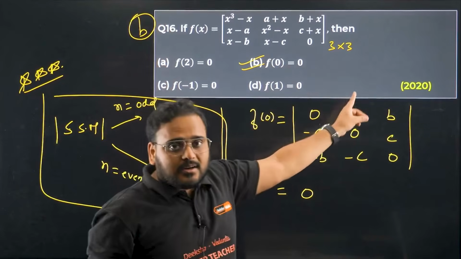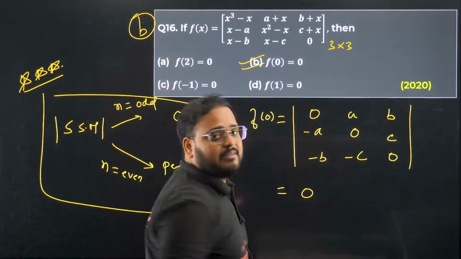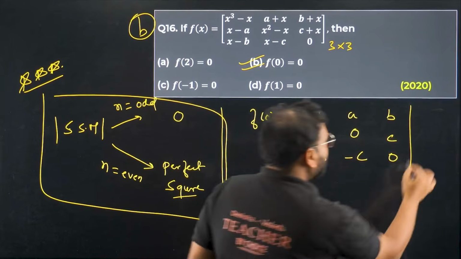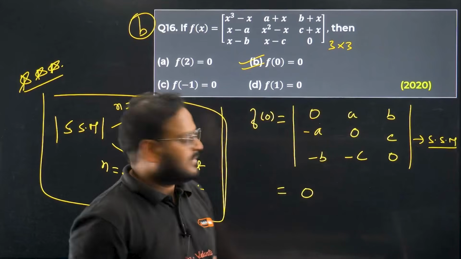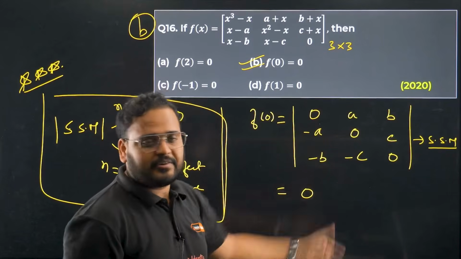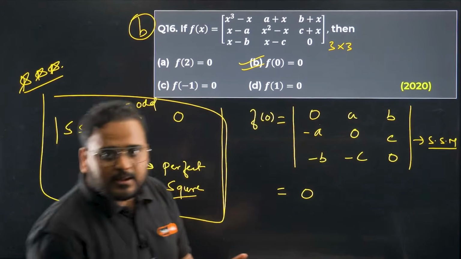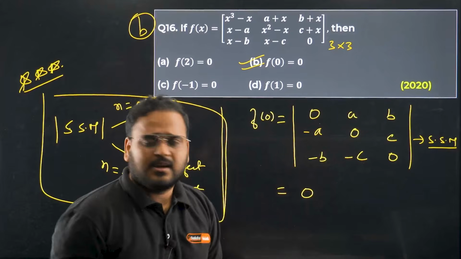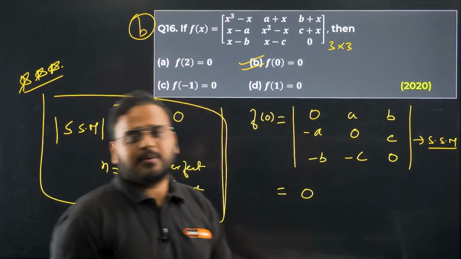Order is odd. It's a skew symmetric matrix. Please check, all diagonal elements are 0. A minus A, B minus B, C minus C. It's a skew symmetric matrix, SSM. Determinant will become simply 0. Odd order. Okay, question number 16 is simple. If you know this much, again 30 seconds, not even 30, 20 seconds. Once you form this, you can see the order is odd. Answer is done. Option B.